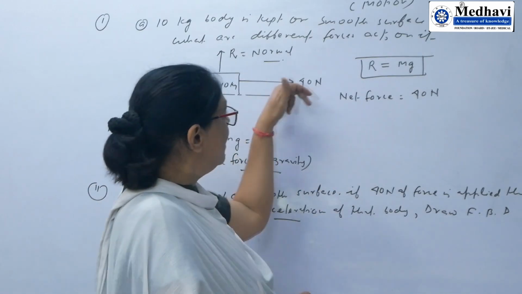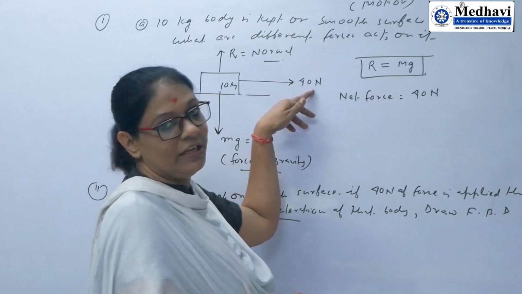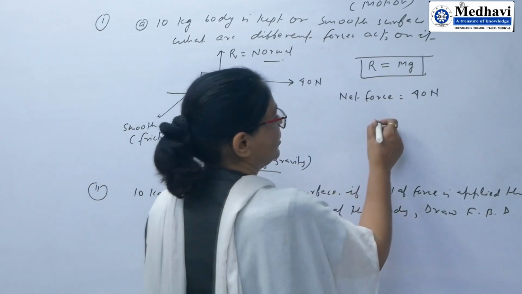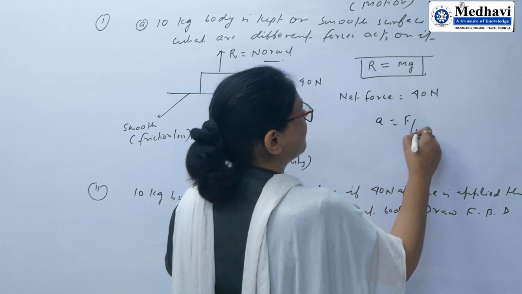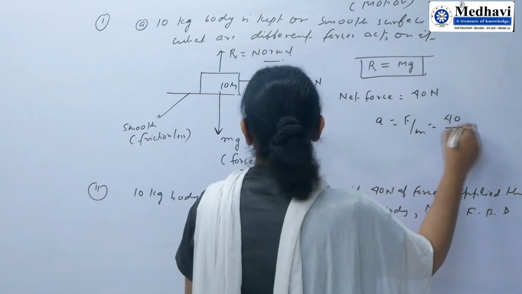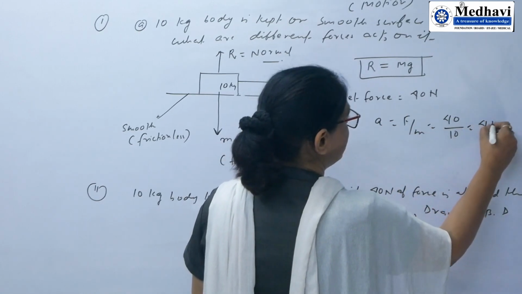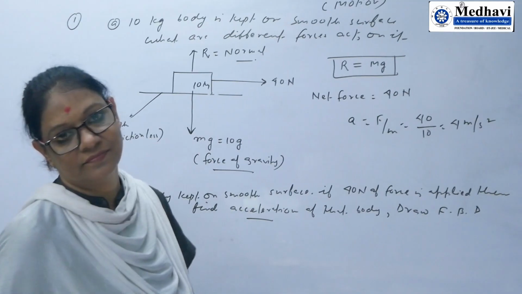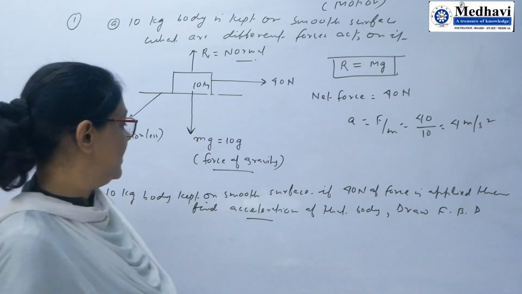But there is an unbalanced net force of 40 Newton acting along the positive x direction. So that force will produce acceleration. That acceleration is force by mass. So it is 40 by mass 10. It is 4 meter per second square. This is the second case.